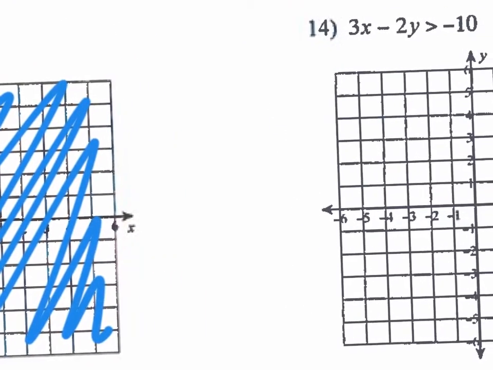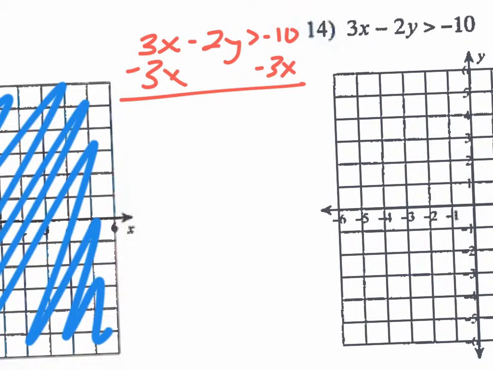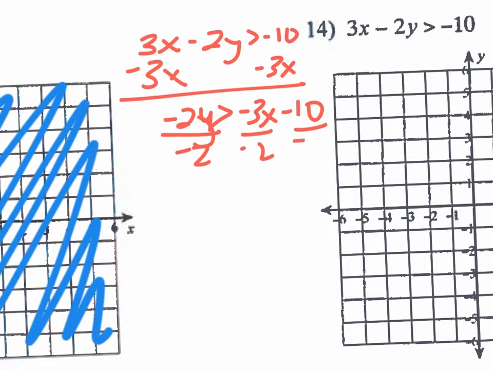On 14, I need to change that into slope-intercept form first. That way it's easier to graph. So I'm going to write 3x minus 2y is greater than negative 10. And then change this. So I'm going to subtract 3x and get negative 2y is greater than negative 3x minus 10. And then divide by negative 2 to every term. When I divide by negative 2, I need to switch that sign. So now it's y is less than positive 3 over 2x plus 5.